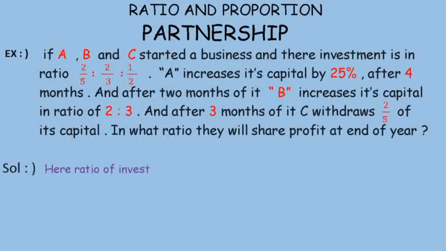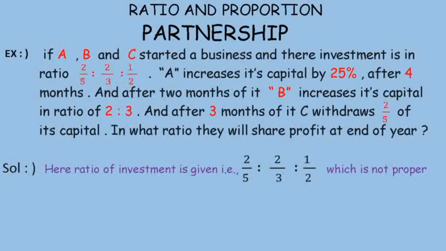Solution. Here ratio of investment is given, that is 2/5, 2/3 and 1/2, which is not proper. Always remember, if you are given ratio in this format, then make it proper by taking LCM of denominator and multiply it whole in ratio which is given. But in this case you can see 5 is not divisible with 3 and 2. So to find A ratio, B ratio, C becomes simple.